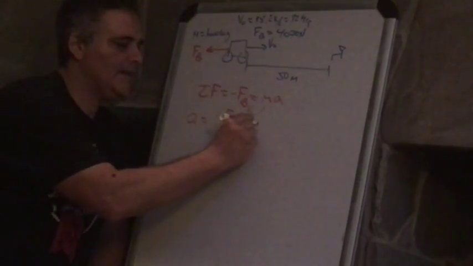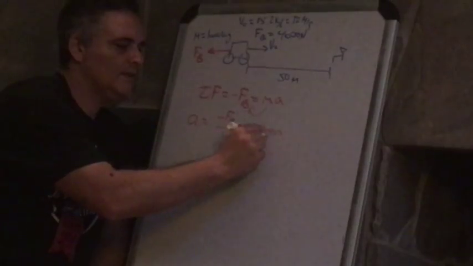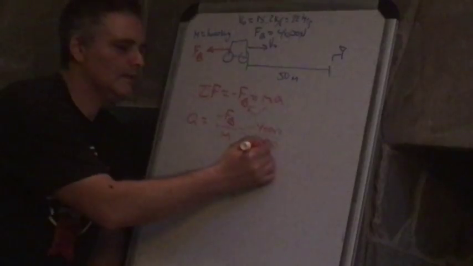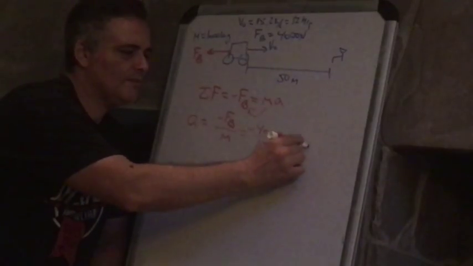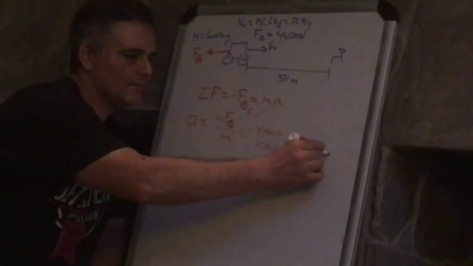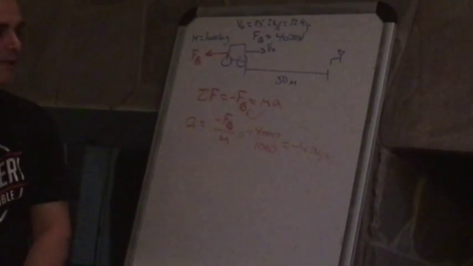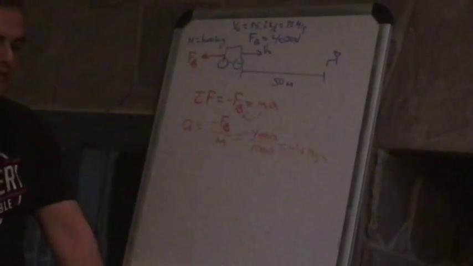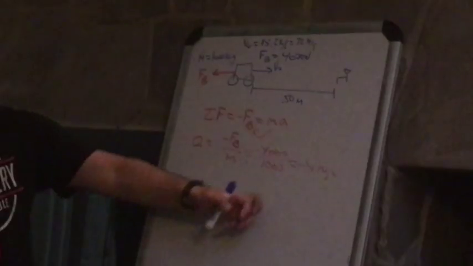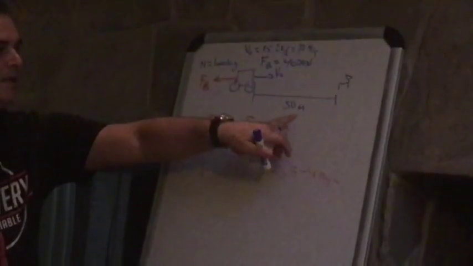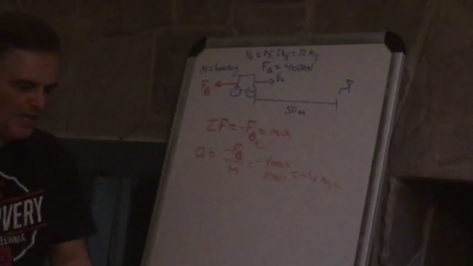So this becomes minus 4,000 divided by 1,000, which is minus 4 meters per second squared. So that is the deceleration rate of the car, or the acceleration of the car in the negative direction. So this is 4 meters per second squared. So what do we do next?